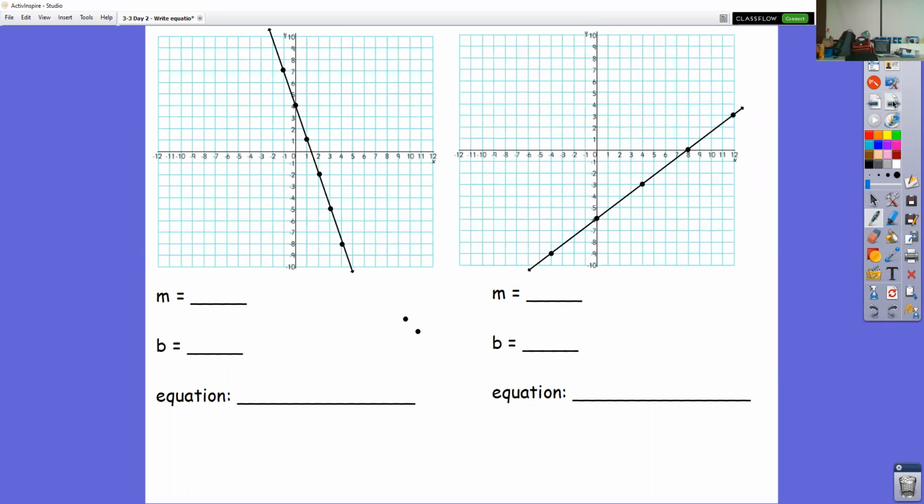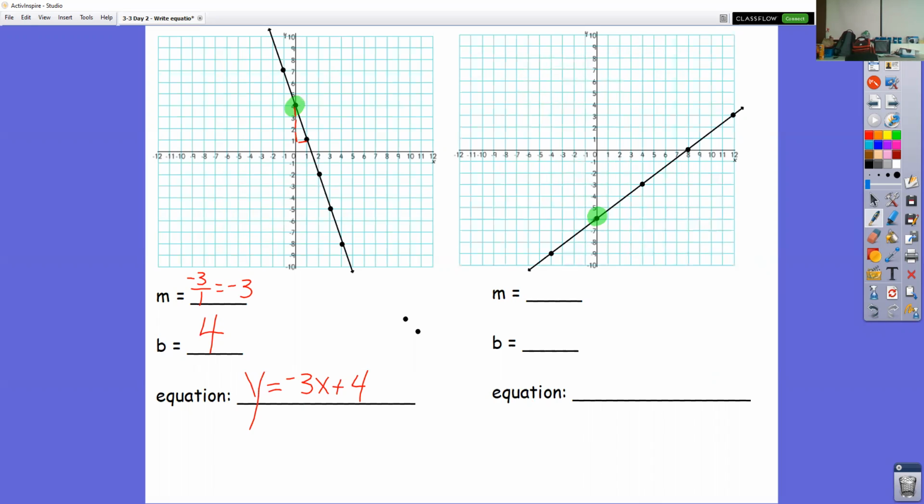A few more examples. Again, locating where it crosses the y-axis first. Okay. Crossing the y-axis at 4, so that's your y-intercept. And then it's down 1, 2, 3 over 1. So -3 over 1 would be a slope of -3. Y equals -3x plus 4 is your equation.